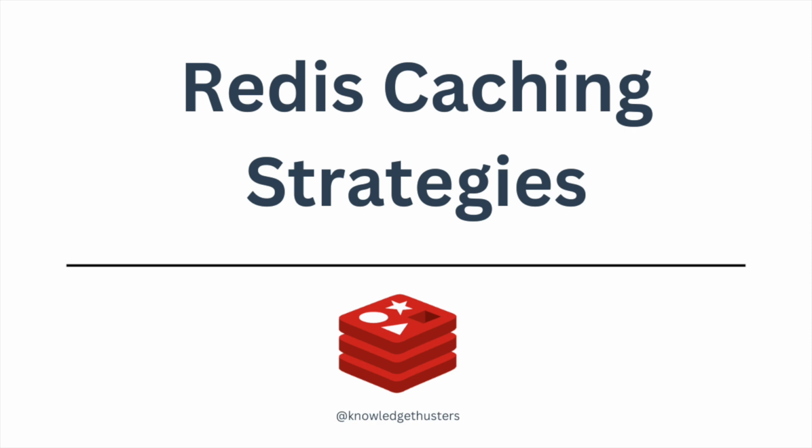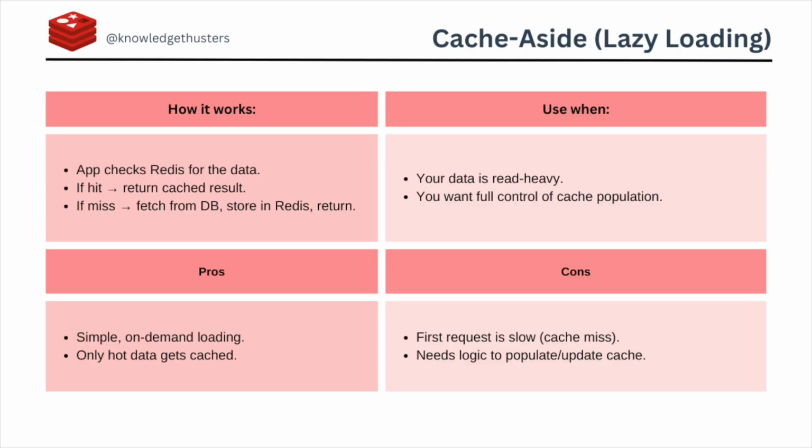So let's start with the first strategy, that is the cache aside strategy. That is also called lazy loading. How it works: the app first checks Redis, and if Redis has the data, it returns that data. If the cache does not have it, it first fetches from the DB, stores it in Redis, and then sends the data. You can use this strategy when users mostly fetch data, but the data changes rarely.